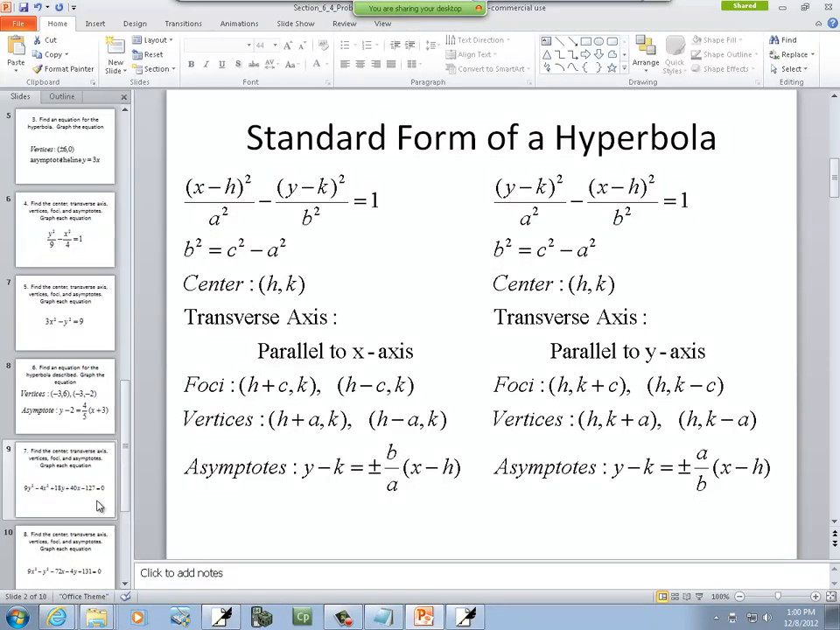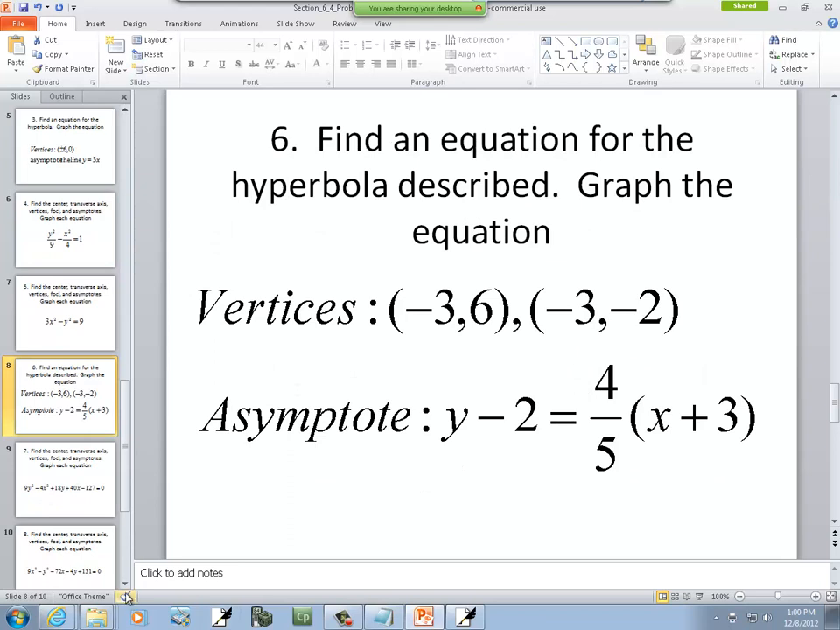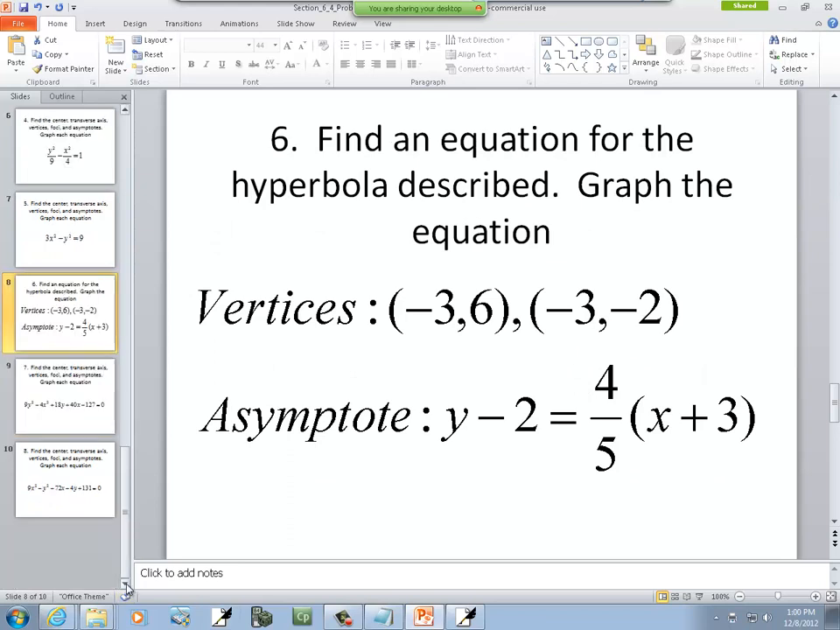Okay, let's look at problem number 6. Grab a drink here. Find the equation for the hyperbola described, and graph the equation. We're given the vertices, we're given the asymptote, so this will be pretty easy to graph with that information.